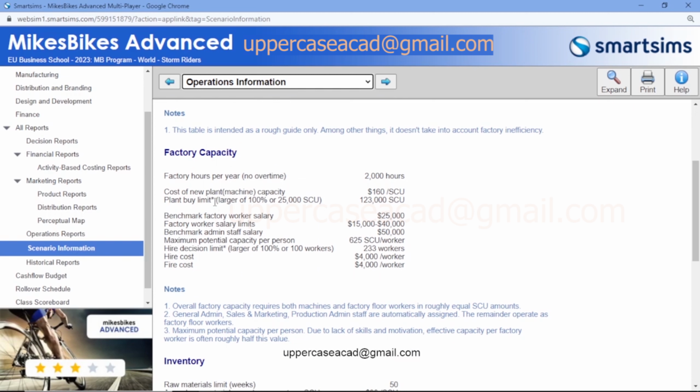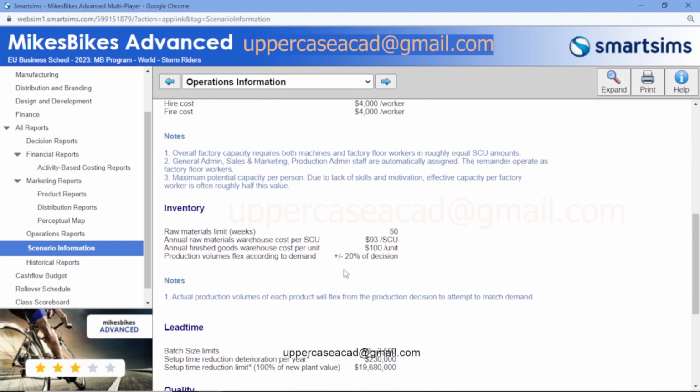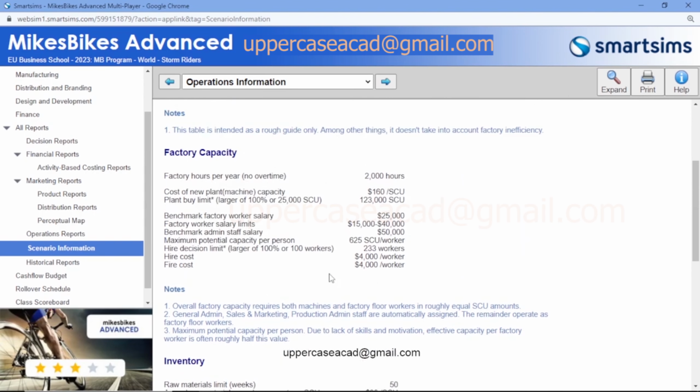Then here we have the factory planning. This just gives you the factory hours per year with no overtime, which is 2,000. Then here we have the hire cost and the fire cost. You can see it is $4,000 per worker. Then they are saying that the overall factory capacity requires both machines and factory floor workers in roughly equal SCU amounts.